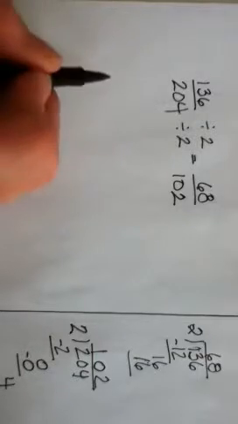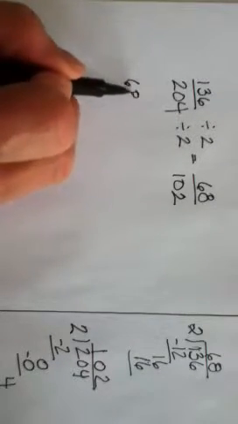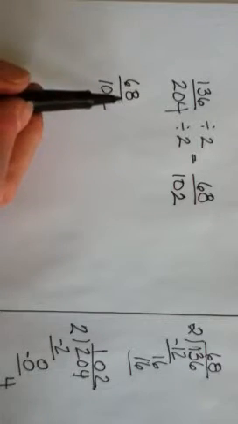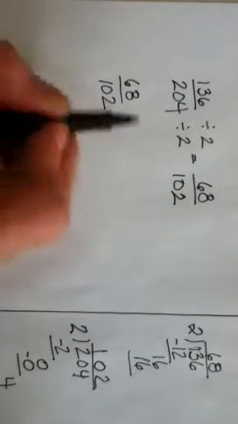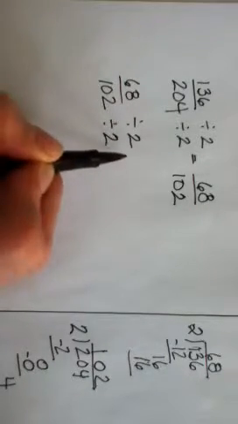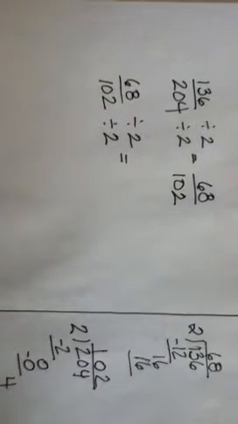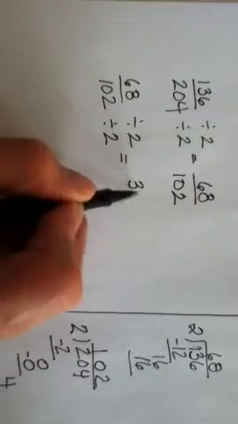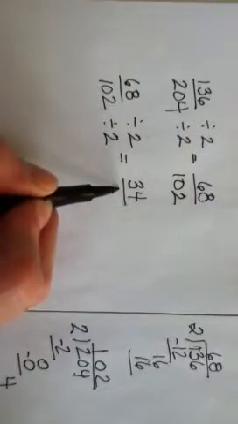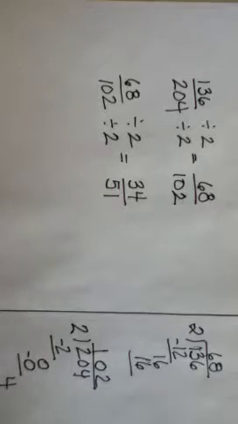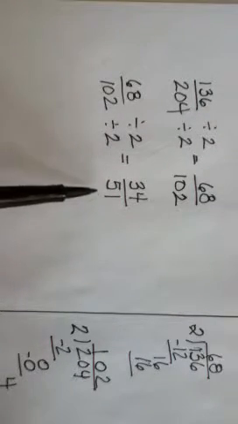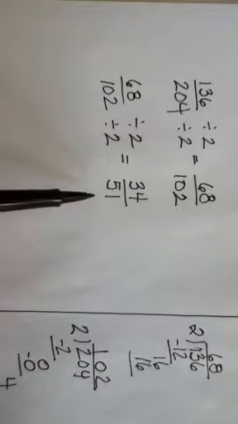And I repeat that process. 68 over 102. 68 is even and 102 is even. So again, I see I can divide both the numerator and the denominator by 2. 68 divided by 2 is 34. 102 divided by 2 is 51. Well, now I'm at a point where I can see that 51 is not even. So 2 is no longer going to work.